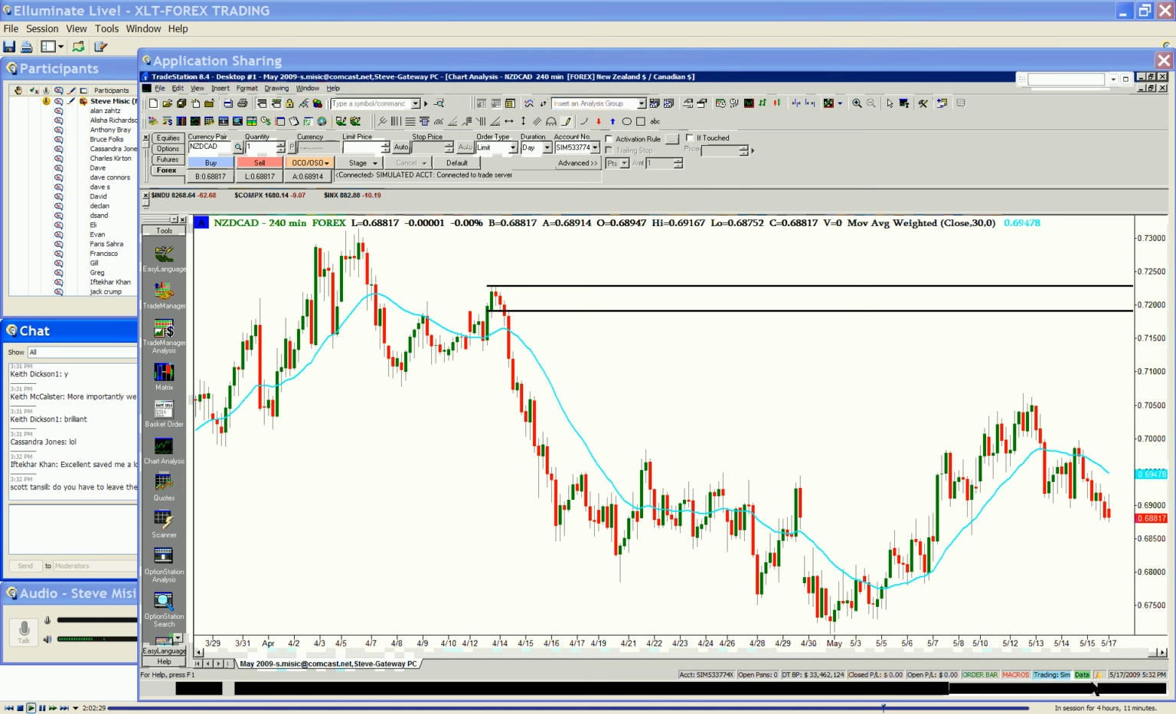Scott, yeah, you're going to have to leave your chart up the entire time for that alert to be active for sure. Going to have TradeStation open for that alert to work.